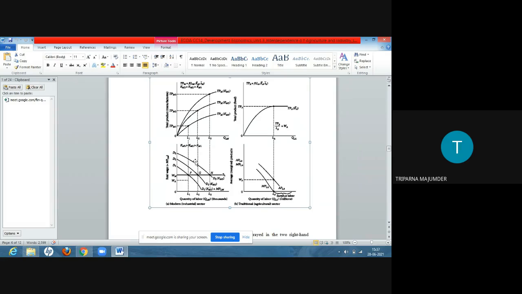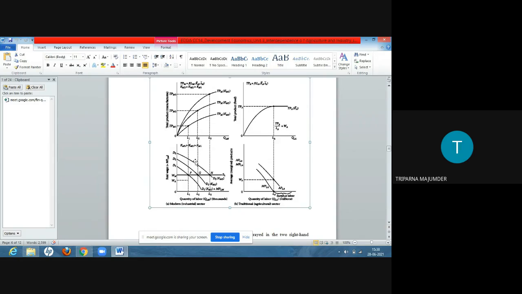Here we have modern sector marginal product curves derived from the TPM curves of the above diagram. Under the assumption of perfectly competitive labor markets in the modern sector, marginal product of labor curves are the actual demand curves for labor. I hope you've understood this point. We have assumed perfectly competitive labor markets in the modern sector. That means marginal product of labor curves are the actual labor demand curves.